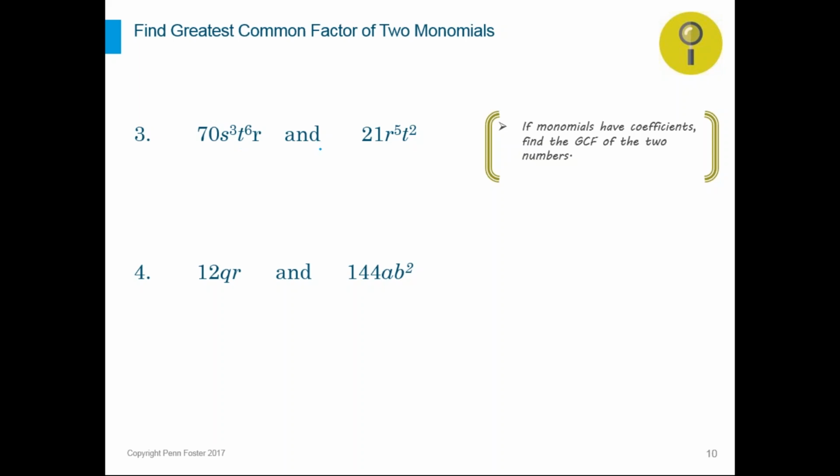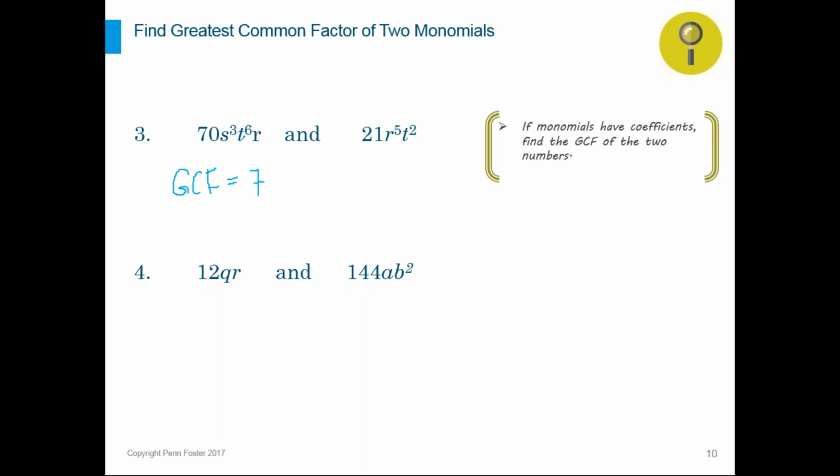Now, I see 70 and 21, so I'm going to deal with the numbers first. If I'm knowledgeable about the numbers, I would say from the beginning that 7 is the greatest common factor. You can go ahead and do the tree, but you will find that, using the tree method, 7 is the greatest common factor between 70 and 21. So 7 is going to be in our greatest common factor.